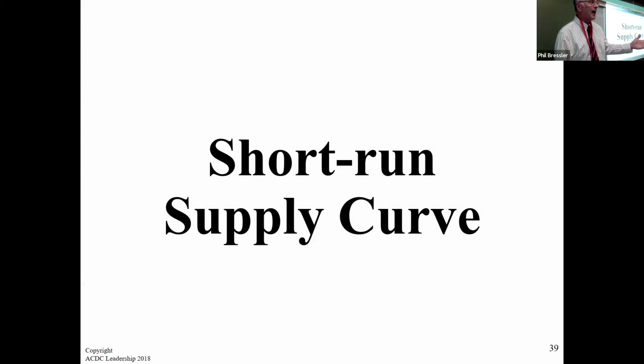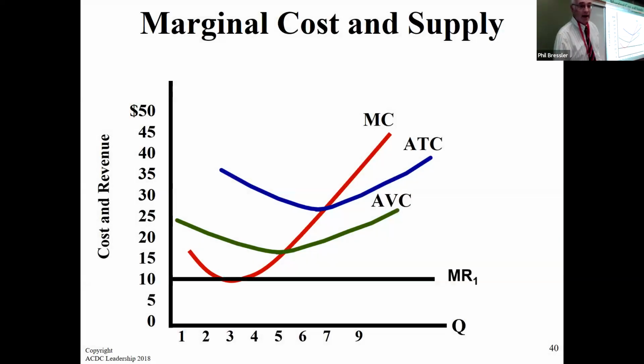Oh, we need a supply curve. Here we go. The MC is the supply curve above the ABC. Nathaniel, why above the ABC? Why isn't it the whole MC curve?